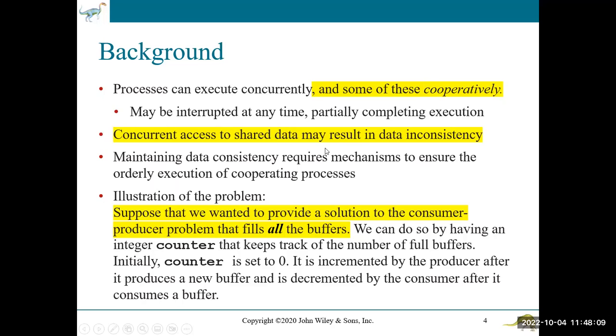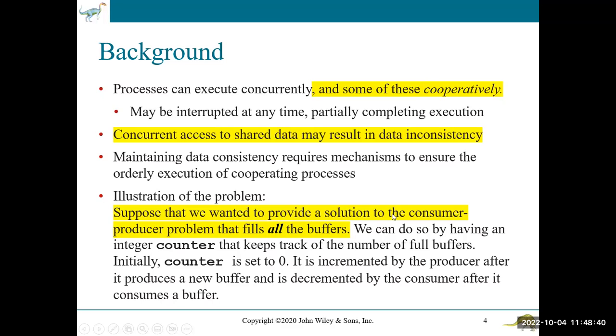Concurrent access to shared data may result in data inconsistency. So if you have shared data between processes, corruption is a possibility. Maintaining data consistency requires mechanisms to ensure orderly execution of cooperating processes. What we're saying is it has to be intentional, right? You have to design this to work together.